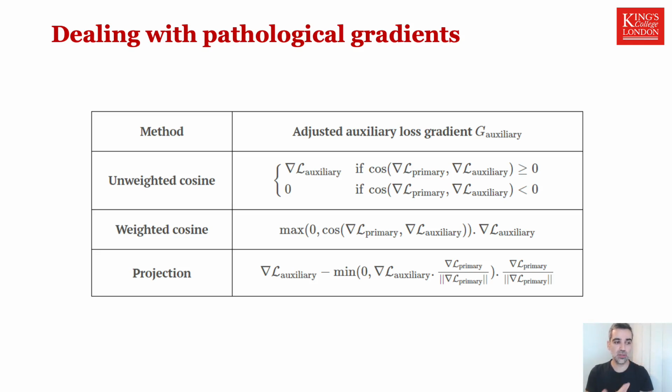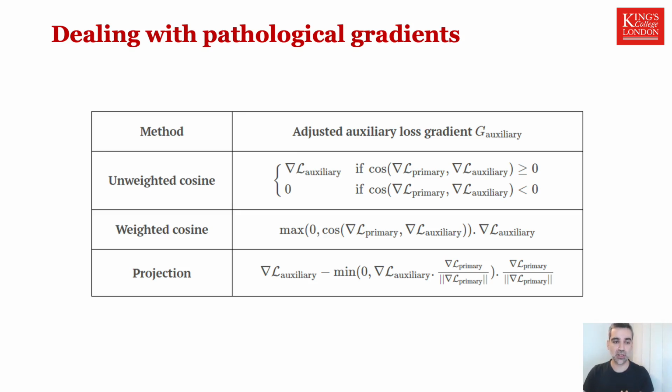For example, with something called unweighted cosine loss, what you can do is to say if your auxiliary loss and your primary loss have a cosine that is above 0, you want to use the gradient from your auxiliary loss to optimize your network. While if the angle between them is below 0, then you want to not optimize your network at all. You can also use other things, like for example, you can use the maximum between 0 and the cosine multiplied by the auxiliary, or you can also project. That means you're taking one of the gradients and projecting it onto the other gradient, which is going to change the norm of that and give a step size which is proportional to that projection.